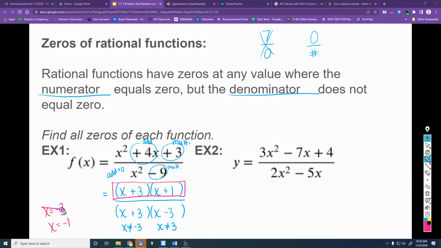Can't use -3. So although it would give us a 0 in the top, it also gives us a 0 in the bottom, so it's not a 0 of the function, right? So we're just going to have x equals -1 is our 0. And that means we got an x-intercept at -1, 0. Okay, not too bad. We can do that.